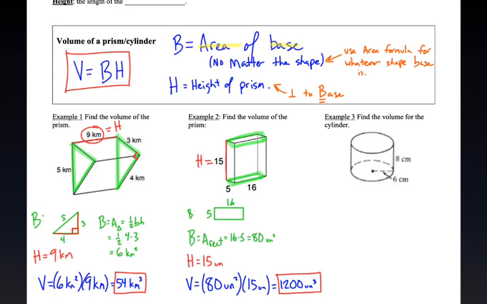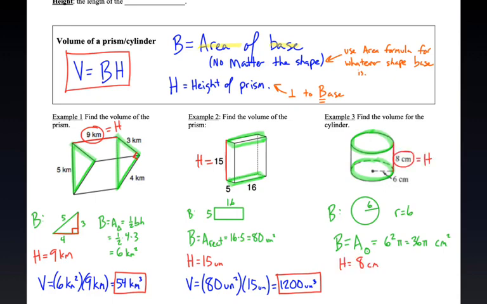Example 3, we got over here a cylinder. The bases are circles. The radius is 6, so the area of my base, the area of the circle, is the radius squared, 6 squared times pi. 36 pi centimeters squared is the area of my base.